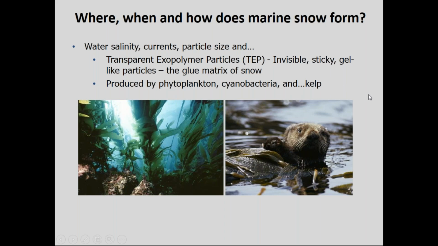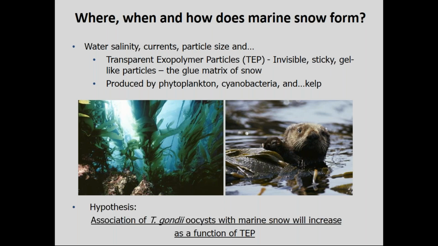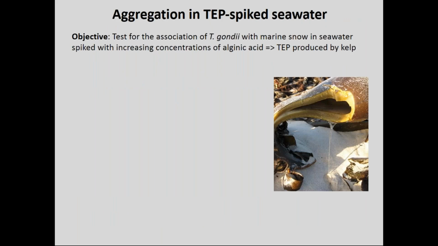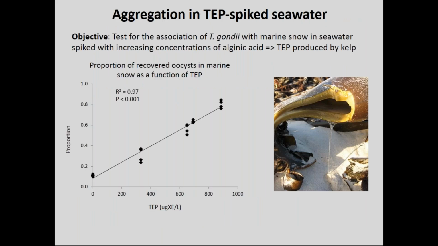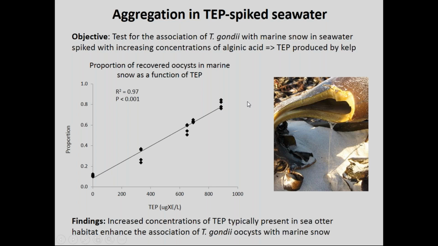So interestingly, it seems as though kelp produce TEP, and TEP is a sticky kind of glue where Toxoplasma oocysts might become entrapped. So her hypothesis was that T. gondii oocysts will associate with marine snow, and that its association increases as a function of TEP. And this graph here is showing the results of this one study where the proportion of recovered oocysts in marine snow had a linear relationship to the concentration of TEP. So TEP does seem to play an important role.